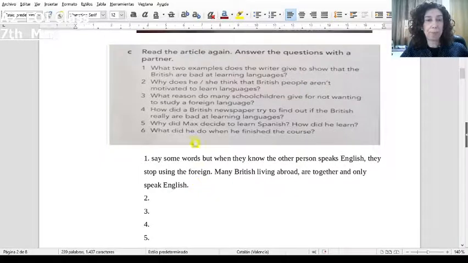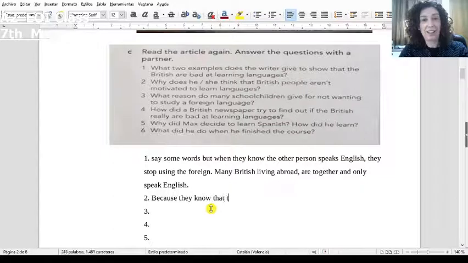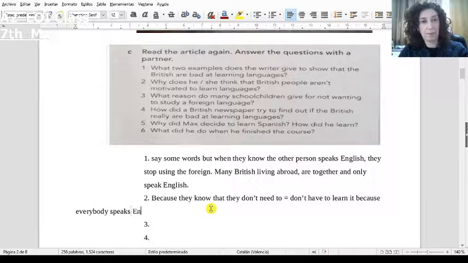Well, number two, sorry. Why does the writer think that British people aren't motivated to learn languages? Why, when there is no motivation? What do you think? Because they know that they don't need to. Because everybody speaks English. Then there is no need.